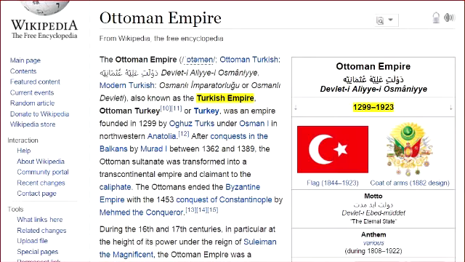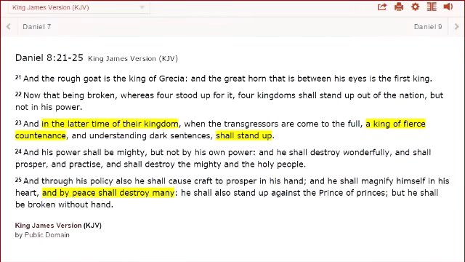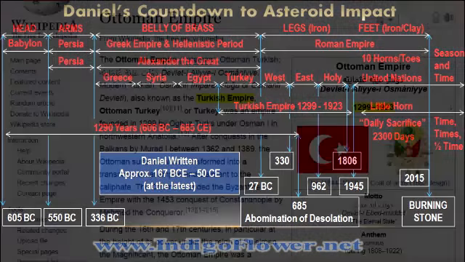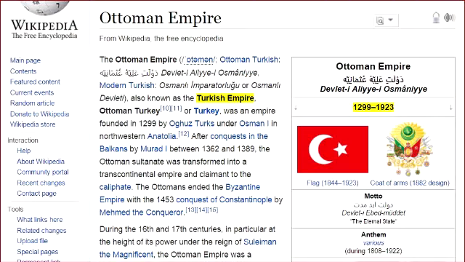But the Attalid dynasty in Anatolia, which is modern-day Turkey, did not rise to its full potential until the Ottoman Empire, the Turkish Empire. Notice Daniel says, in the latter time of their kingdom, when the transgressors come to the full. So not just in the latter time of their kingdom, but in the latter time when their rule comes to the full. So again, all 4 represented major empires, and 3 rose to their full potential in ancient times, except for the Turkish Empire, which did not rise to its full potential until 1299 CE and did not come to its end until 1923.